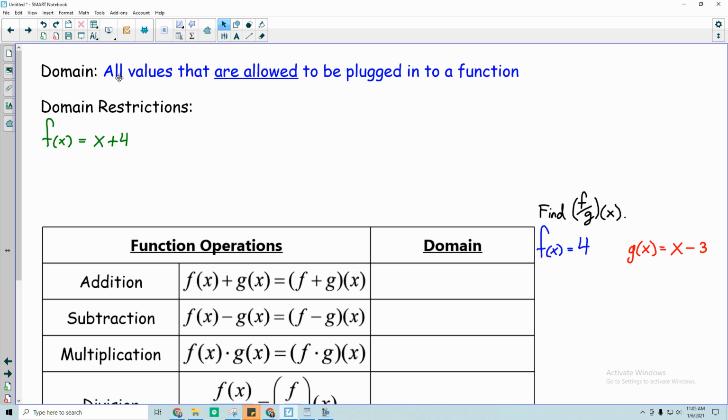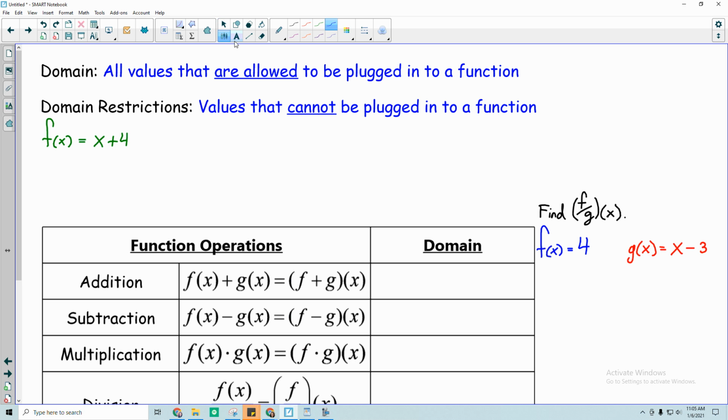So domain is going to be all the values that you're allowed to plug in to a function, okay? So values that are allowed. And we're going to talk about what it means for something to be allowed or not allowed, okay? Domain restrictions then just means values that are basically not allowed. They cannot be plugged into a function for some reason. Okay, we'll talk about that in a second.